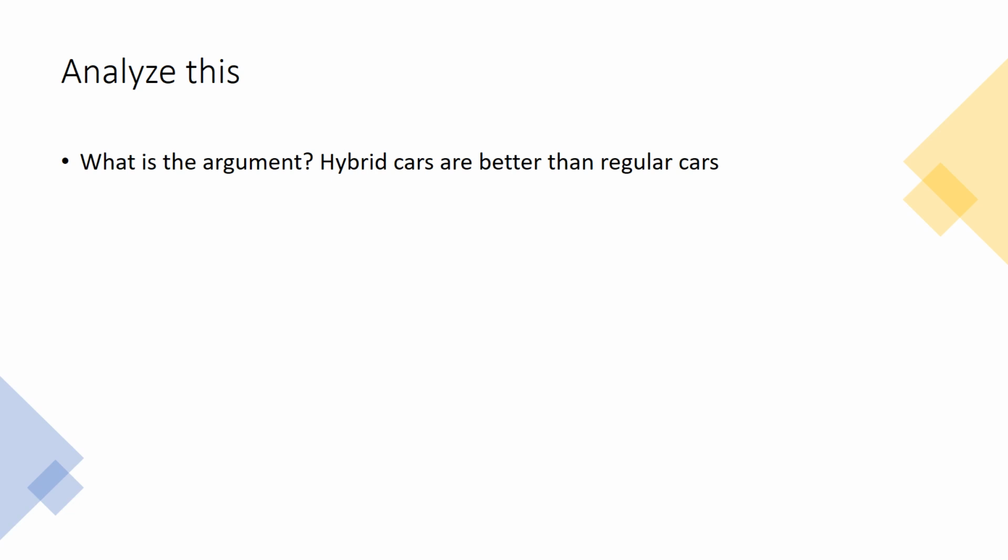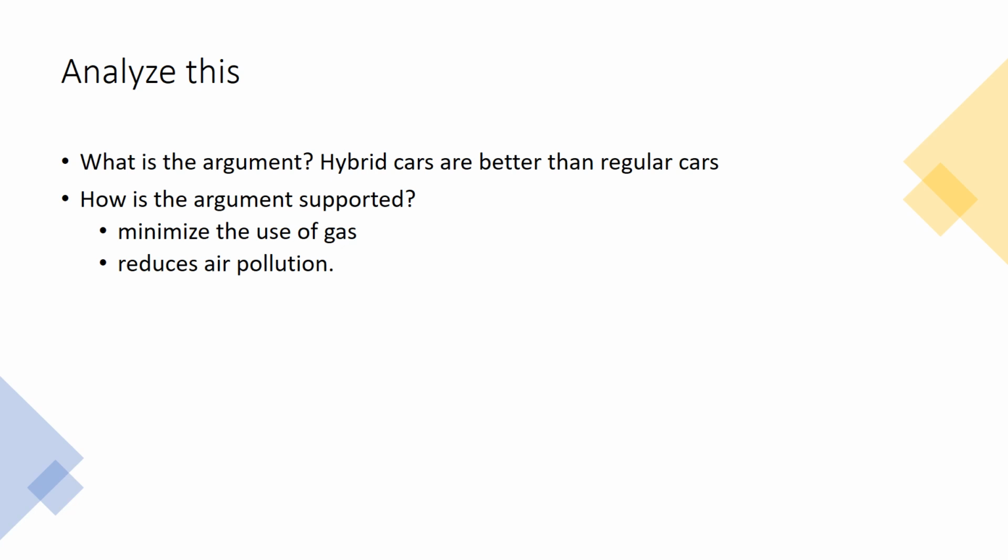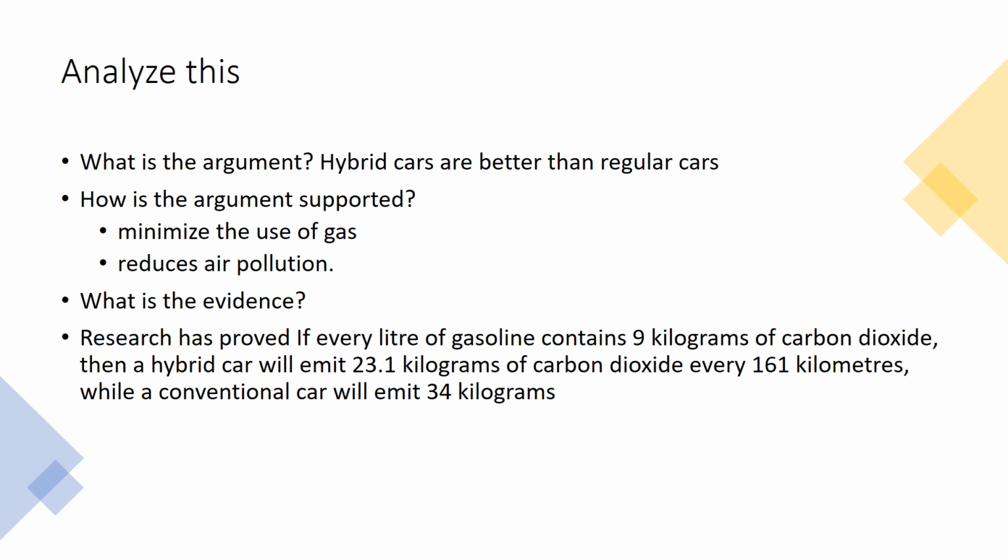First of all, what is the argument? The argument is that hybrid cars are better than regular cars. They're more efficient and they use less gas, and they even do not pollute the air. So the argument basically is hybrid cars are better than regular cars. How is the argument supported? The author gives us reasons such as minimizing the use of gas and reducing air pollution. And what is the evidence that what he's saying is right? Research has proven that if every liter of gasoline contains 9 kilograms of carbon dioxide, then a hybrid car will emit 23, and so on. So, as we can see, there is the argument, there is the support of this argument, the reasons why this argument is right, and evidence that the argument is right.